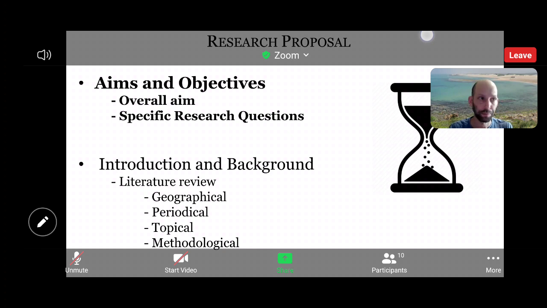So for example, we talked about the Southern Levant, Carmel region, we talked about the, I don't know, Upper Paleolithic period, then about your topic. So if your topic is about the making of fire, so let's talk about fire, and so on. And then if you're going to use a certain methodology, some overview about the use of this methodology.